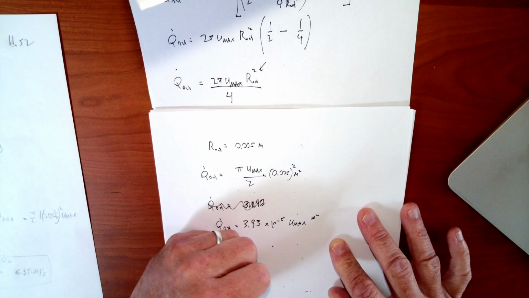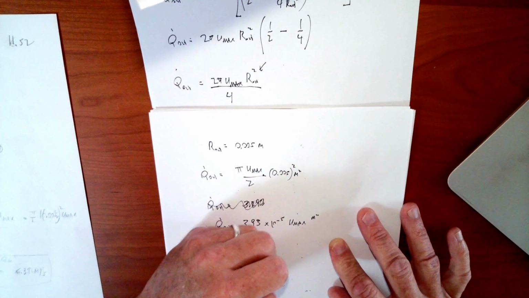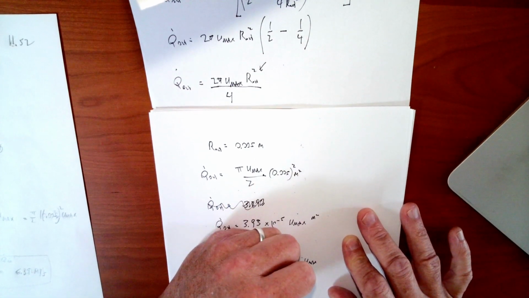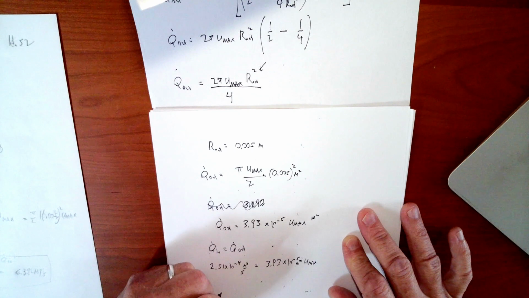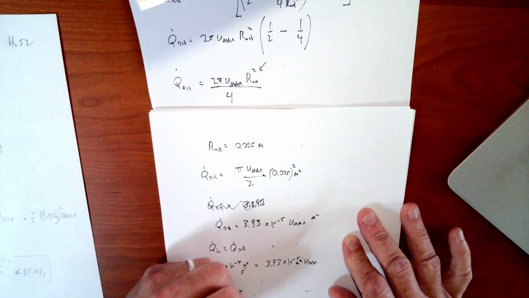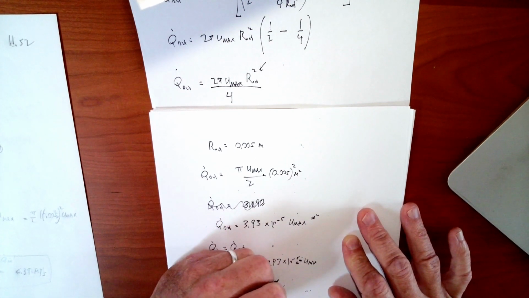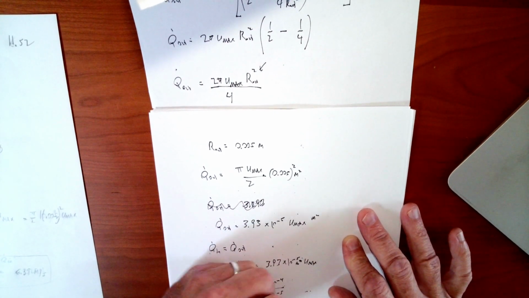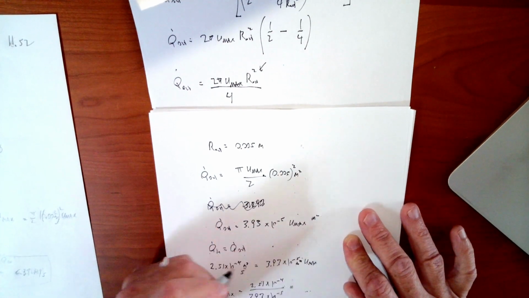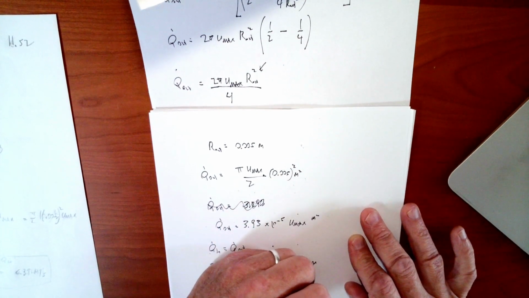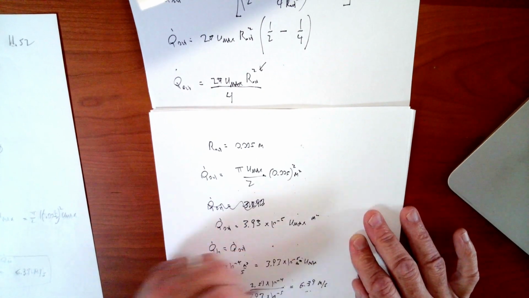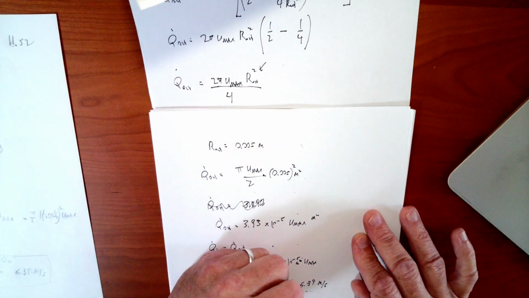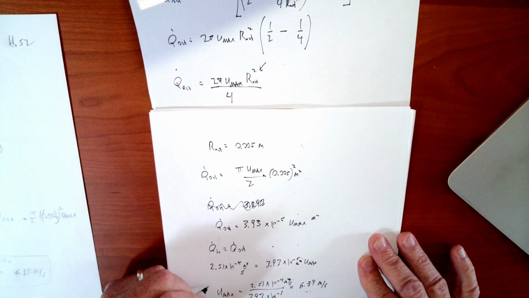And then that's equal to 3.93 times 10 to the minus 5 U max. This is meters squared. So U max is equal to 2.51 times 10 to the minus 4 divided by 3.93 times 10 to the minus 5. Those units are just the same, so you end up with 6.39 meters per second. Actually, one of these is meters cubed per second, so the result is meters per second. Anyway, that's the answer.